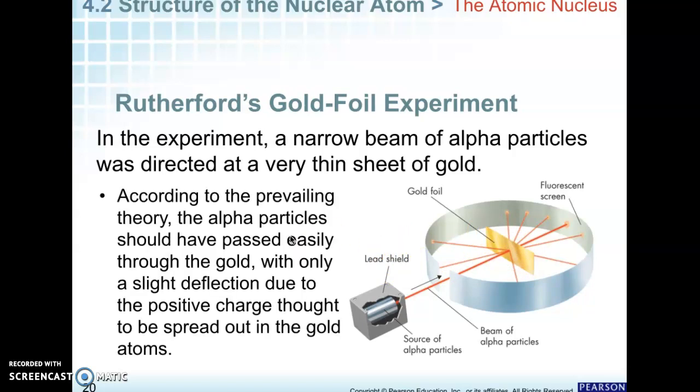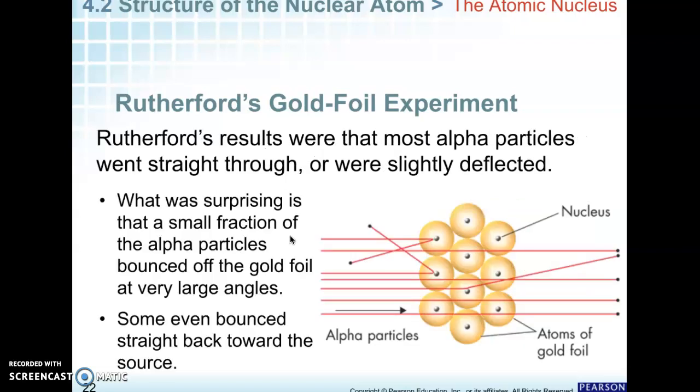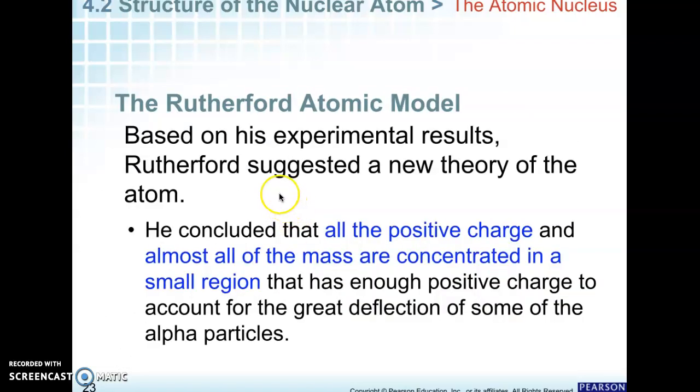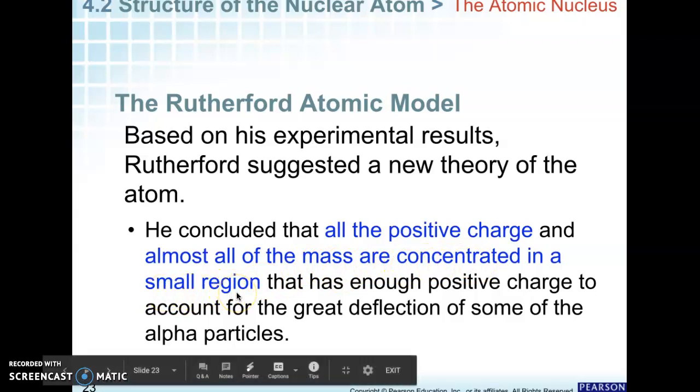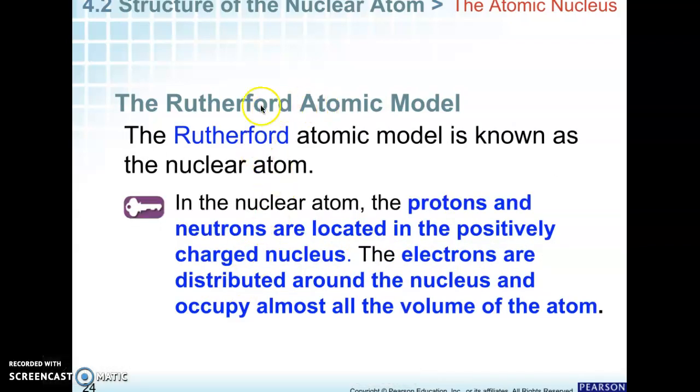So he was trying to prove J.J. Thomson right, but what he found was that there was something in the atom that was positively charged and very, very dense. So you want to record his conclusions here, that all of the positive charge and almost all of the mass are concentrated in a small region. And then from that, he came up with a new model of the atom, not the plum pudding thing anymore, but a nuclear model. This is what Rutherford came up with for his nuclear model of the atom.